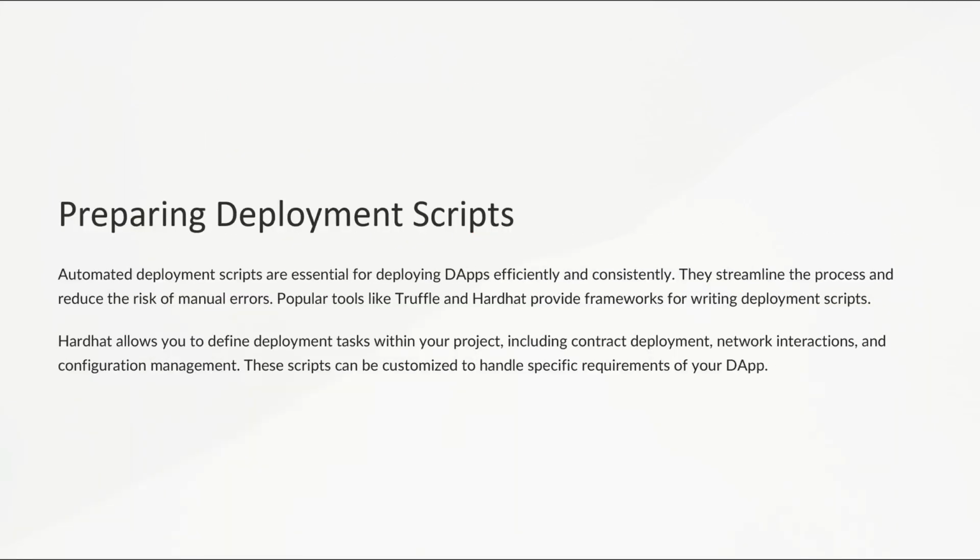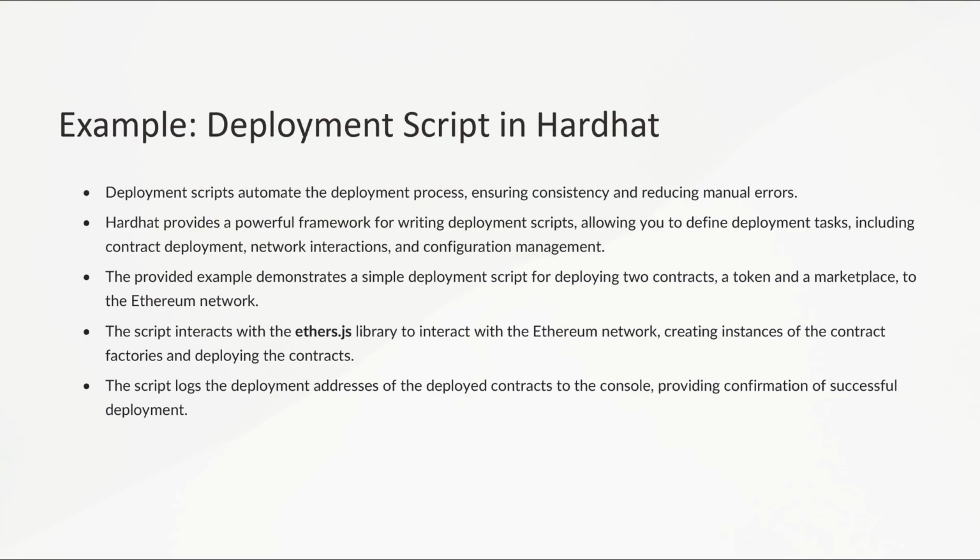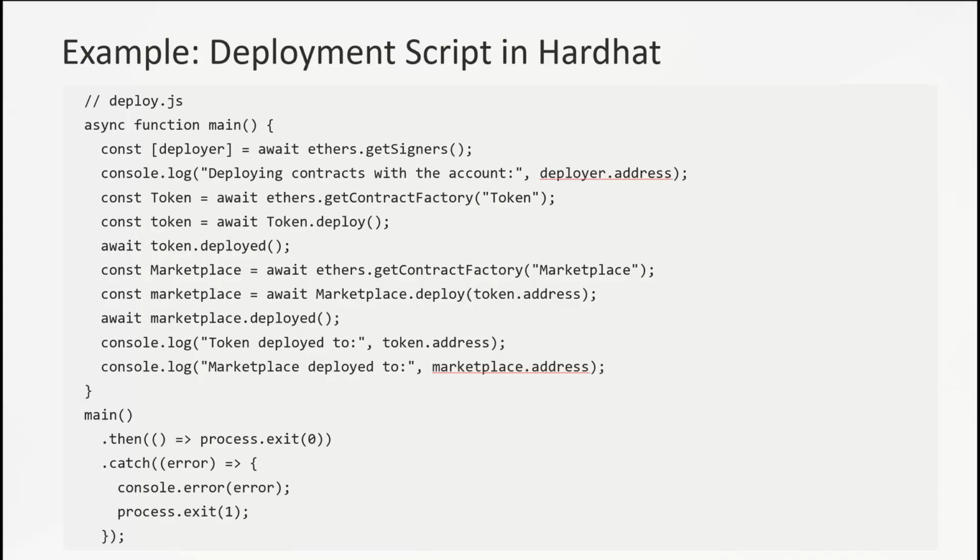Preparing deployment scripts. Automated deployment scripts streamline the deployment process and reduce the risk of manual errors. Tools like Hardhat allow you to define tasks for deploying contracts and managing network interactions. For example, deploying scripts with Hardhat. Let's consider deploying two contracts, a token and a marketplace. A simple script using Hardhat can deploy these contracts to the Ethereum network and log their addresses for verification. This ensures a smooth and consistent deployment every time.